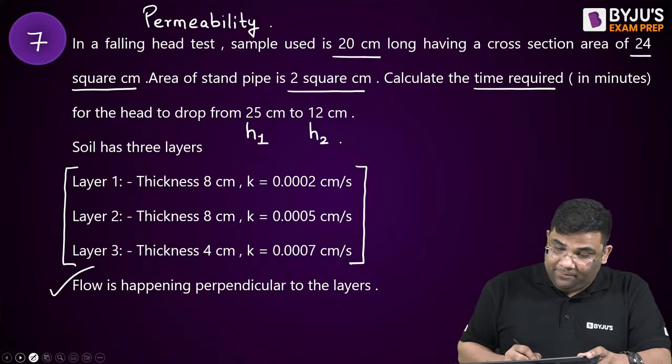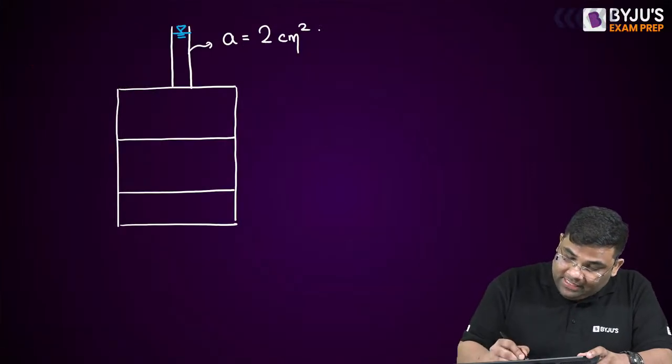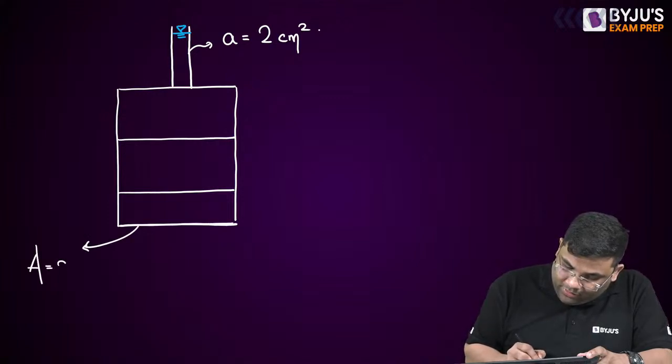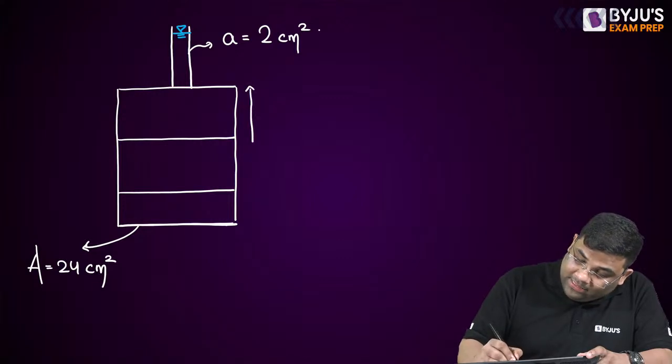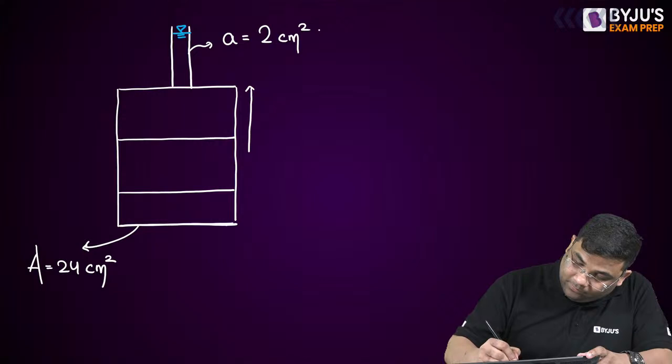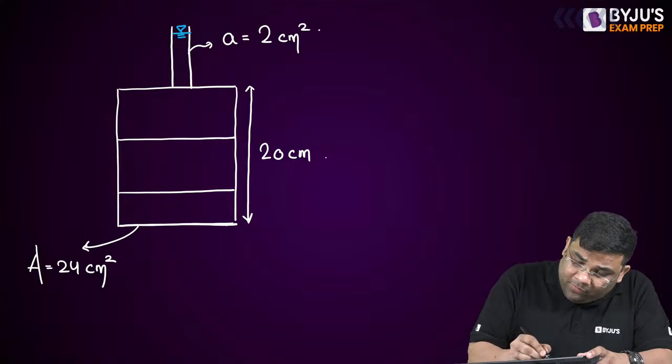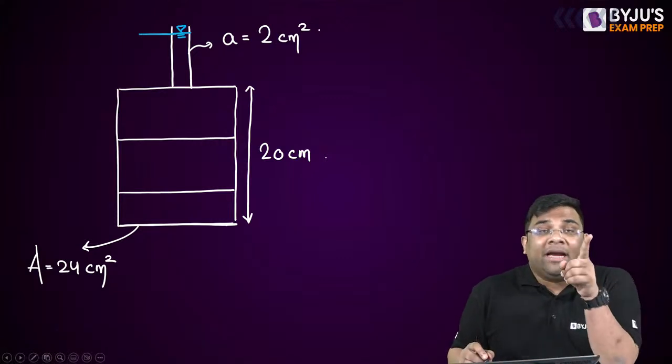And the cross section of the soil sample is 24. So, you can say the cross section area of this soil sample, this area, this is capital A is equal to 24 centimeter square. Now, total length is given as 20 centimeter. This is the length of the sample. Very good. Now, the head falls from 25 to 12.